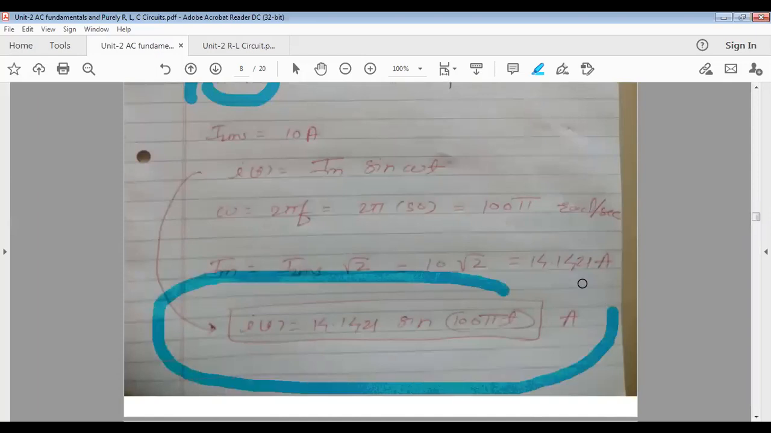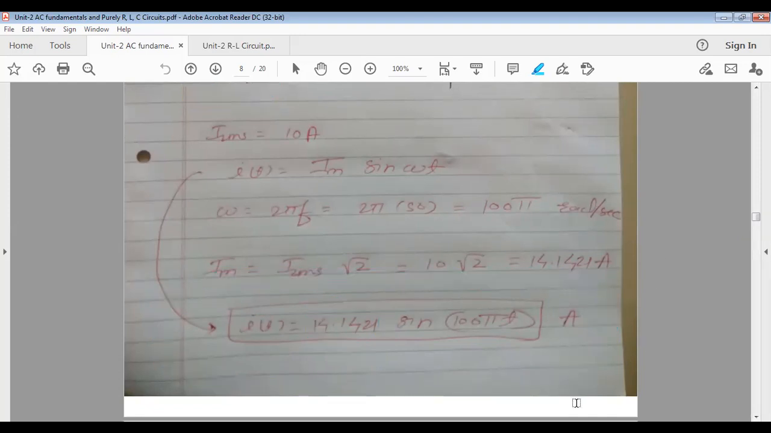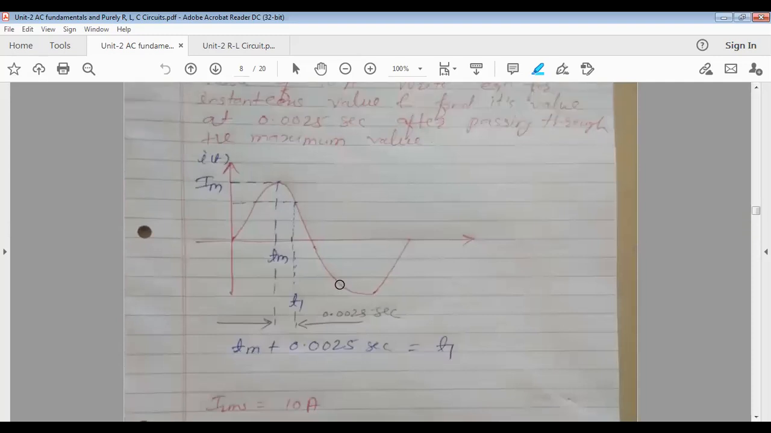See, put instantaneous current i(t) equal to peak value. All of you know how much the peak is? 14.14, correct. 14.1421, isn't it? This is the peak. So put I of t as 14.1421 in this equation and simplify. You will get the Tm, isn't it? What is another option to calculate the Tm?